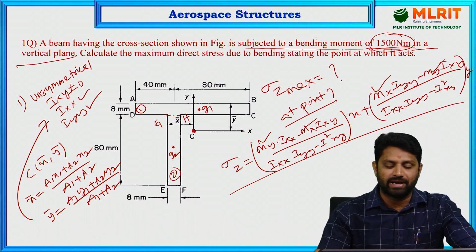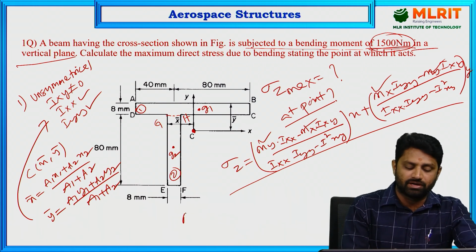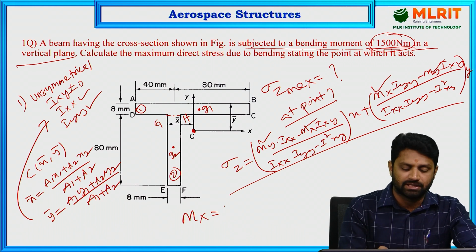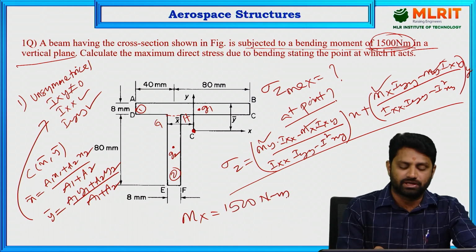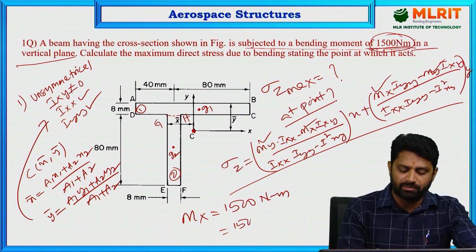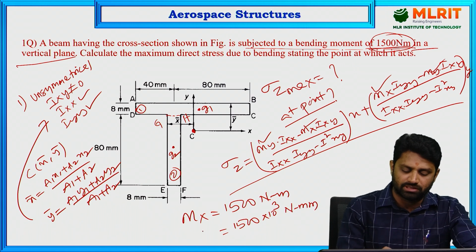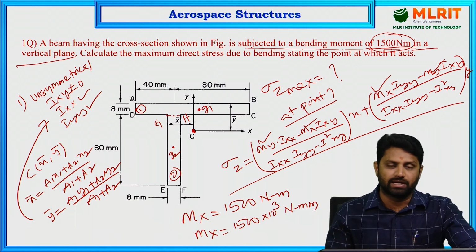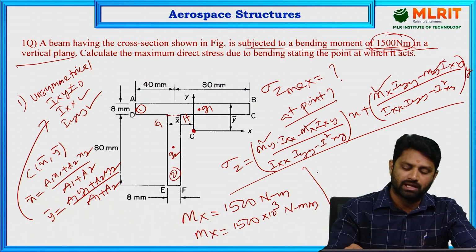So the bending moment which is applied in a vertical plane is nothing but the Mx, which is given as 1500 Newton meter, which you can convert into mm by multiplying by 1000. So that is 1500 into 10 cube Newton mm. So this is the bending moment applied in the vertical plane that is given to you, that is Mx. And the other one, My, which is not given, you can assume as 0.